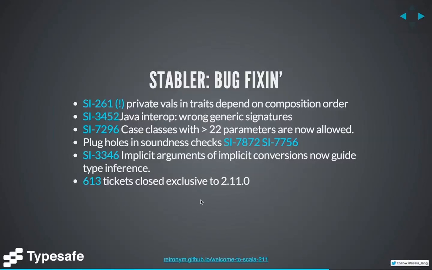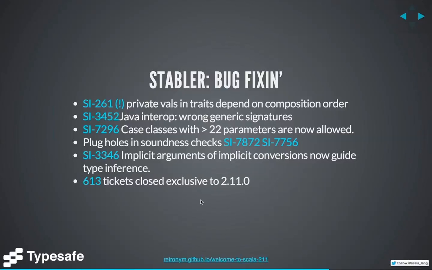We've had this long-standing bug with Java interop, where type members in Scala classes and a few other patterns of Scala code could generate generic signatures which would be deemed invalid, and so Java code couldn't link against them.